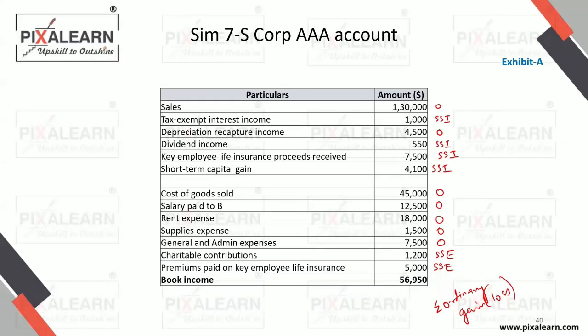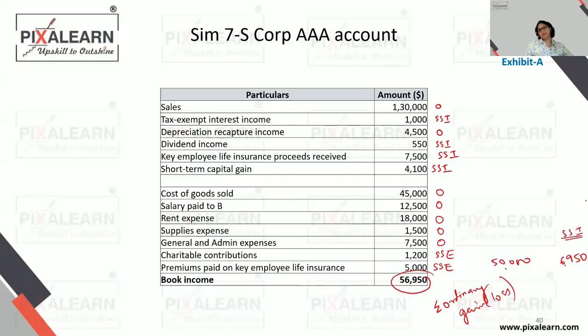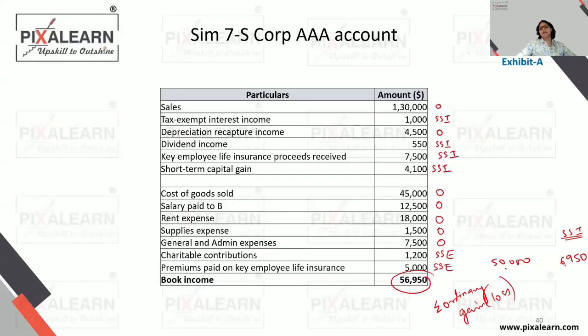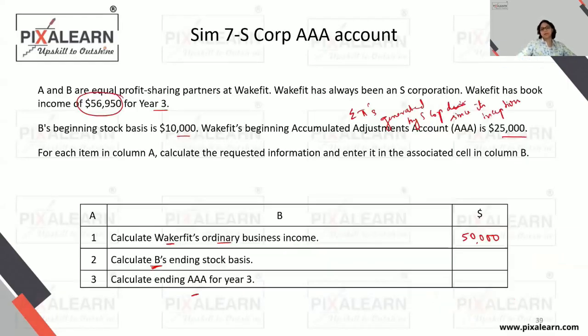Okay, ma'am, thank you. Just calculate this and tell me, out of this 56,950, if you segregate it, my ordinary business will be 50 and my separately stated items of income and expense net off will be 69. Is this coming, everybody? So now I know the first column: 50,000 is my ordinary business income. Now they are saying calculate B's stock basis. So B started with 10,000, right?